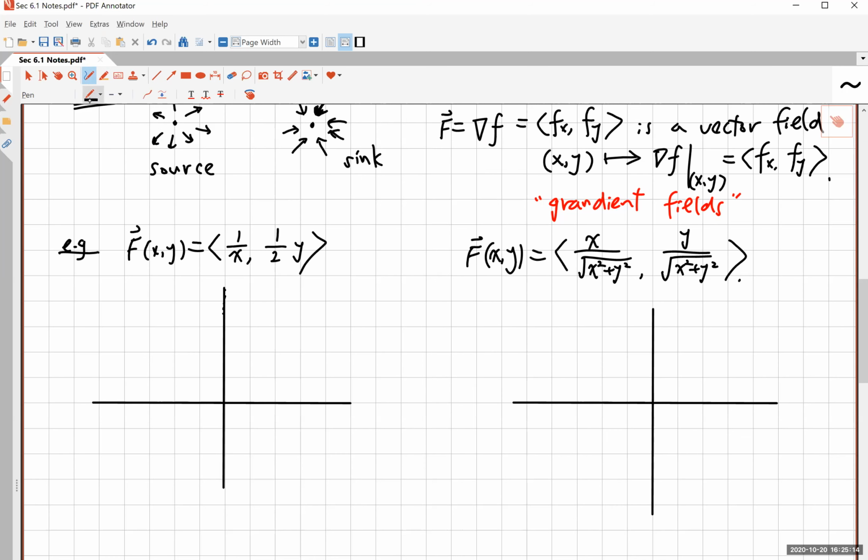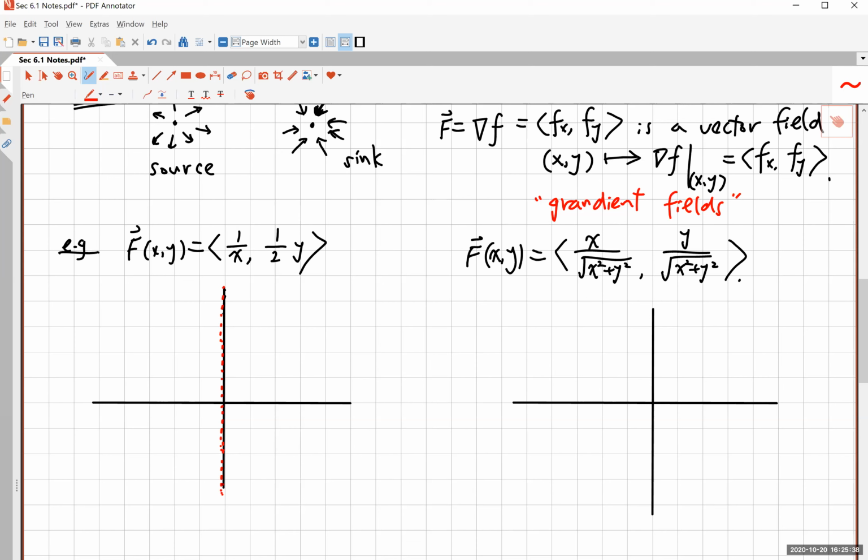Here, let's use a different color. This entire line where x is equal to 0, we call the set of these points simply the y-axis. The y-axis is off limits. In other words, every point on the y-axis is outside of the domain of this function, so we will not draw any arrows where x is equal to 0.